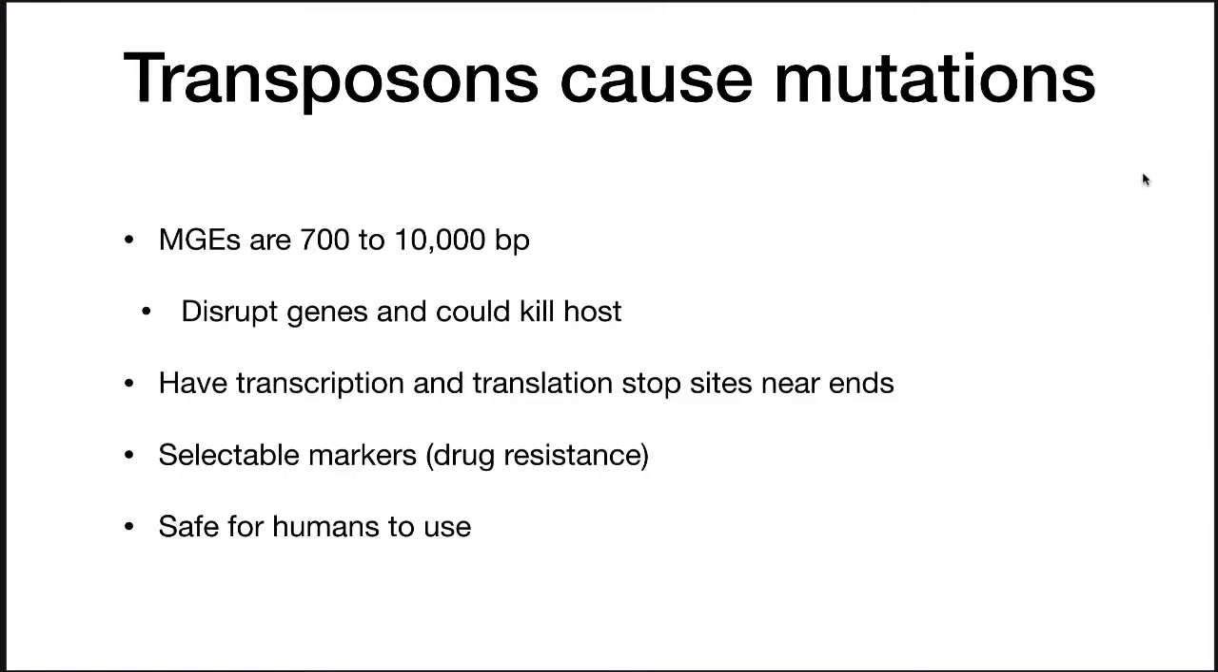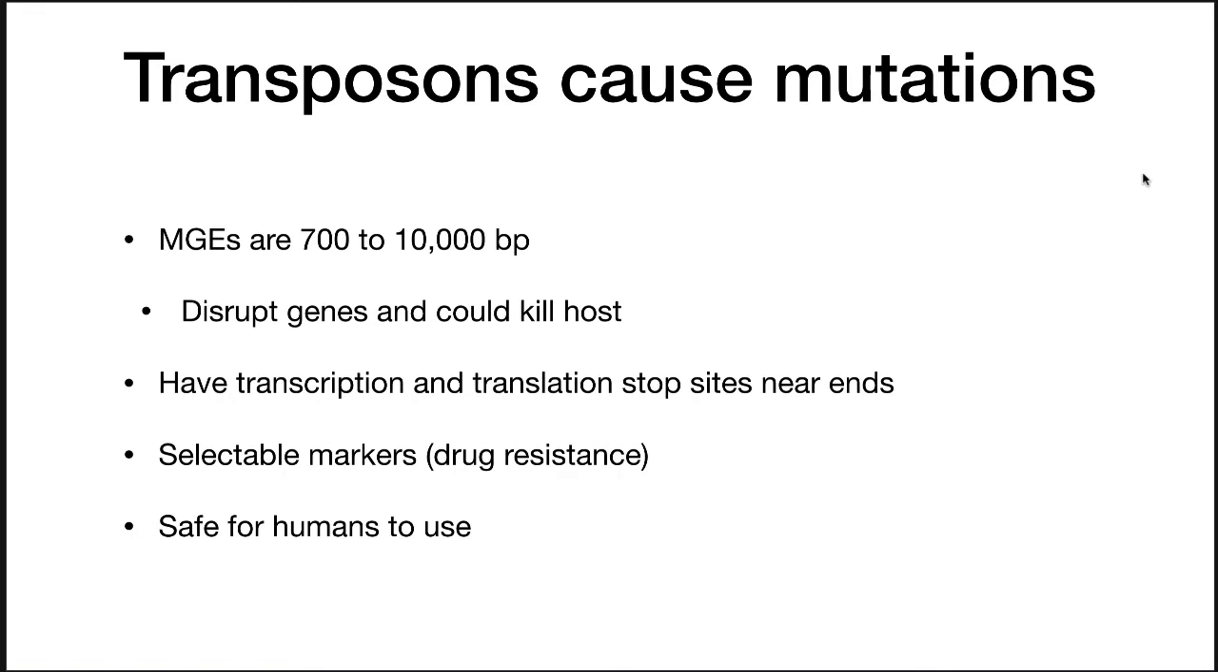When a transposon inserts into a genome, it always causes a mutation. This is because mobile genetic elements are 700 to 10,000 base pairs long, so in any gene they insert in, they're going to disrupt it. The ends of the transposon have transcription and translation stop sites, and therefore that will stop transcription and translation. Transposons also have selectable markers, such as drug resistance, and that makes it very easy for them to be found in a genome. And then finally, they're safe for humans to use.